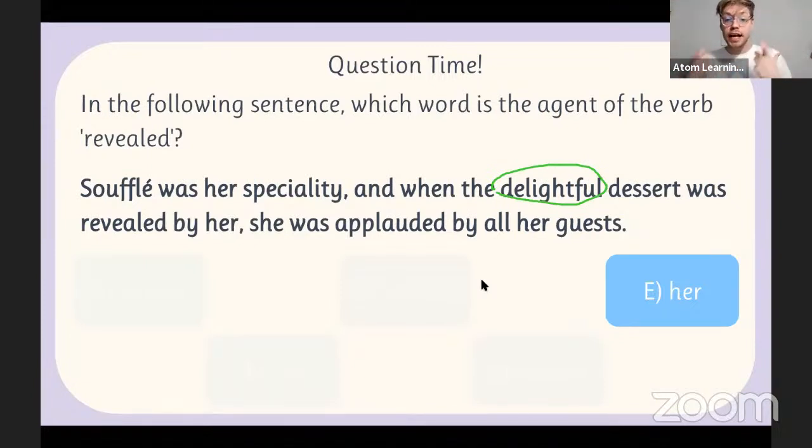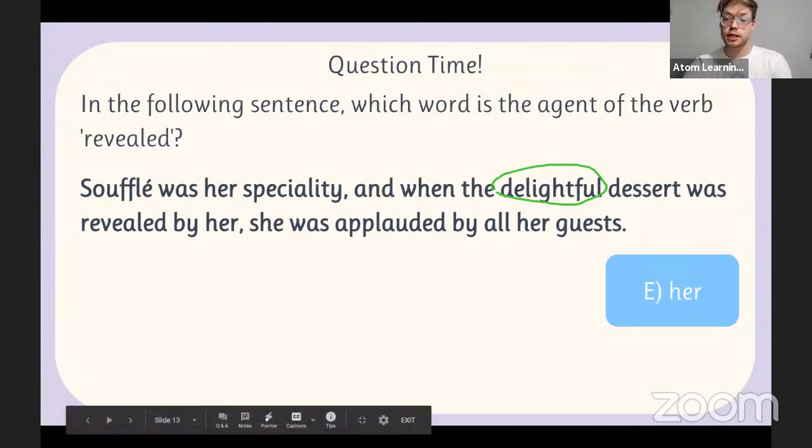So her needs to be the agent of the verb because one, it follows the preposition by. That's a really good way of identifying the agent in the passive voice. It's almost always followed by. So if that's your first step to understanding how to identify an agent, stick with it, run it, print it, go. The preposition demonstrates her relationship to the verb was revealed, okay? So souffle was her specialty, and when the delightful dessert was revealed by her, she was applauded by all her guests.